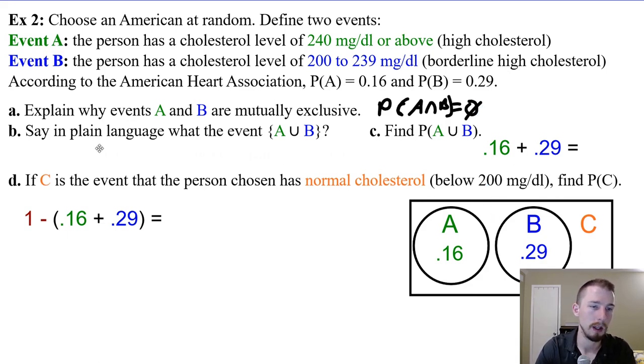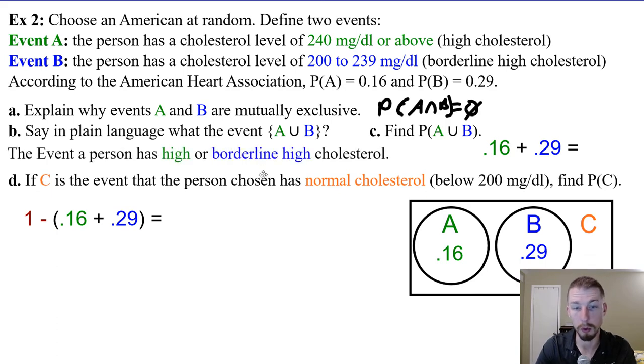Explain in plain language what that means. So the union of those two means that you're A or B. So in other words, that you have high or borderline high cholesterol. Find the probability of that. Well, again, since they're mutually exclusive, we can just add them together. So 16% plus 29% will give us 45% altogether. So 45% of Americans have high or borderline high cholesterol.